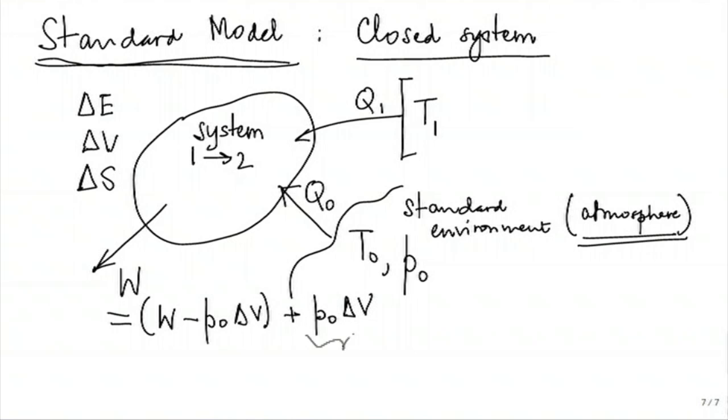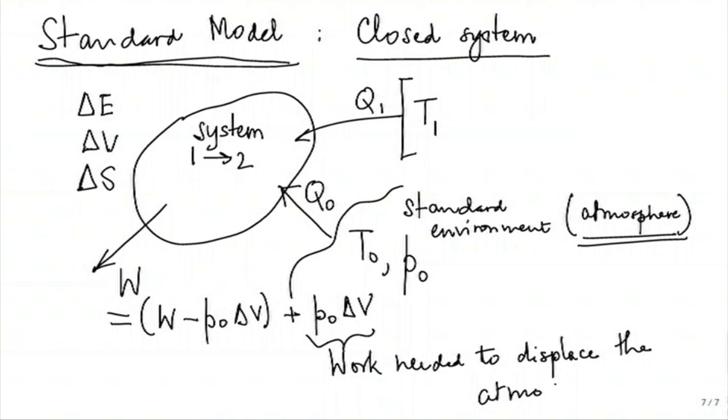This P naught delta V is the work needed to displace the atmosphere. And what remains is, see, the moment you have a volume change delta V, you have to account for this work needed to displace the atmosphere. If delta V is a positive number, then you have to expend a positive amount of work to displace the atmosphere. If delta V is a negative number, this will also be a negative number.